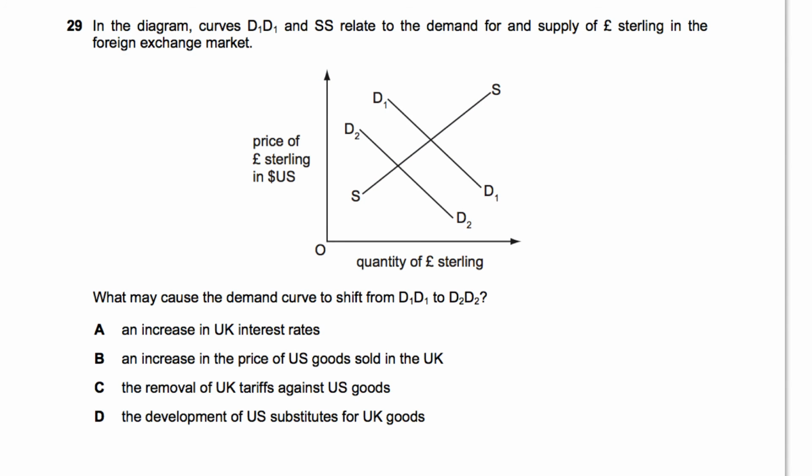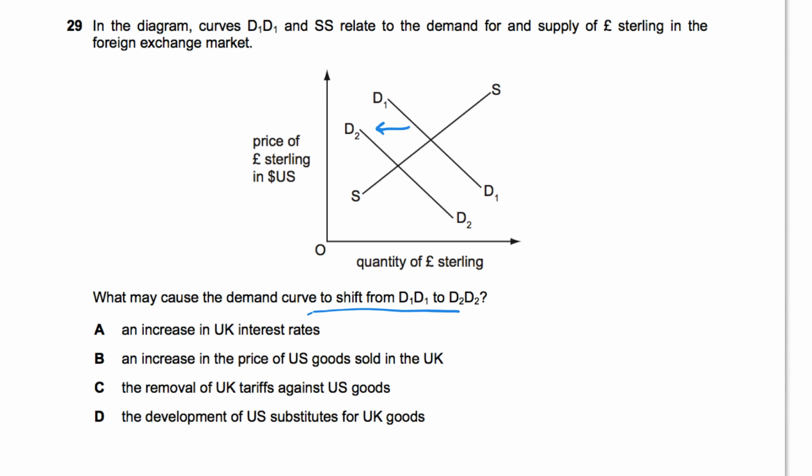This is question number 29. It says in the diagram D1 and S are demand and supply for pound sterling in the foreign exchange market. What might cause the demand curve to shift from D1 to D2? So the demand curve is shifting backward, which means something that is happening has to result in lower exports, or lower demand for UK goods, or even lower foreign investment in the UK. All of these factors can result in what we call less inflow and therefore lower demand for the currency. So what may cause the demand curve to shift from D1 to D2?